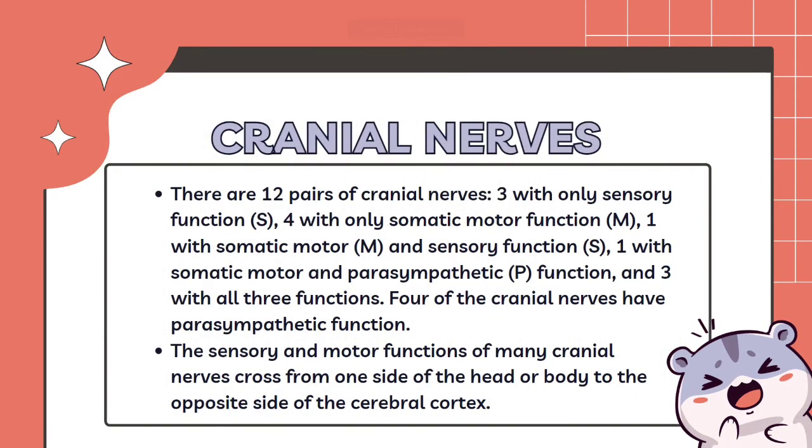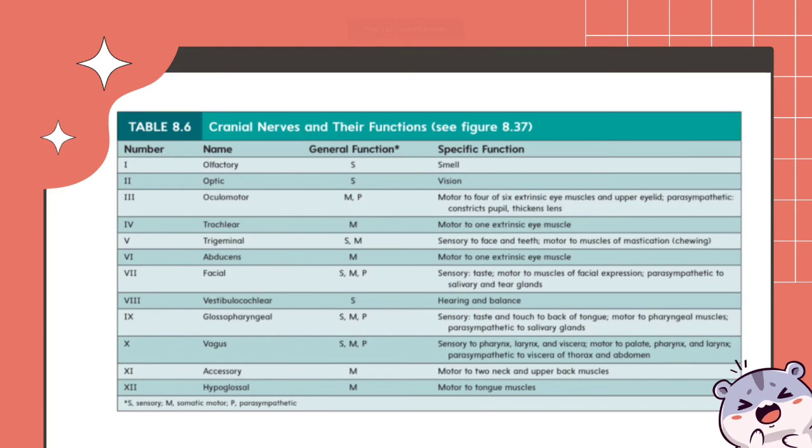Now let's proceed to the cranial nerves. There are 12 pairs of cranial nerves: 3 with only sensory functions, 4 with somatic motor functions, 1 with somatic motor and sensory functions, 1 with somatic motor and parasympathetic function, and 3 with all 3 functions. 4 of the cranial nerves have parasympathetic function. The sensory and motor functions of many cranial nerves cross from one side of the head or body to the opposite side of the cerebral cortex. Here you can see a table of the cranial nerves and their different functions.